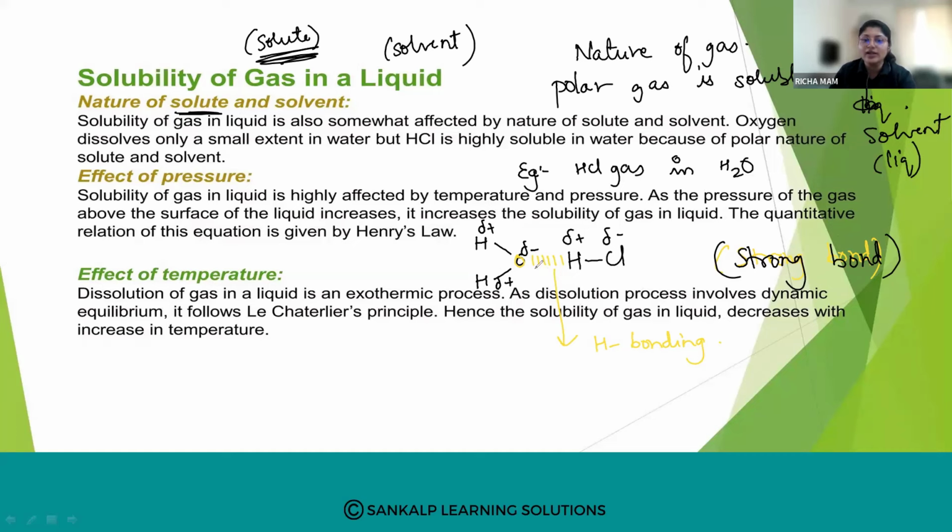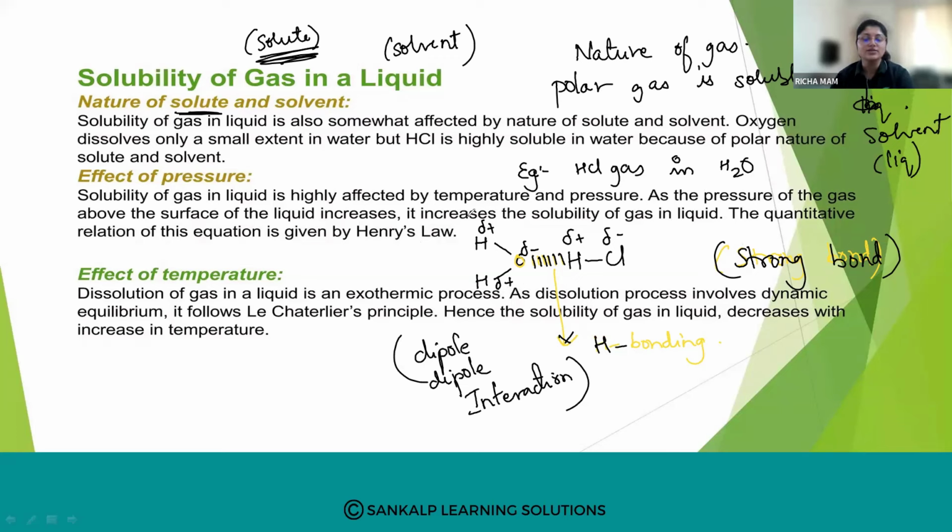This hydrogen bonding is like a dipole-dipole interaction. Between the different molecules, the dipoles are getting connected, right? So this is a partial negative and this is a partial positive, so hydrogen bonding is formed. Hydrogen bonding is a strong bond. Due to the presence of hydrogen bonding, your gas will be soluble in a solvent like liquid.